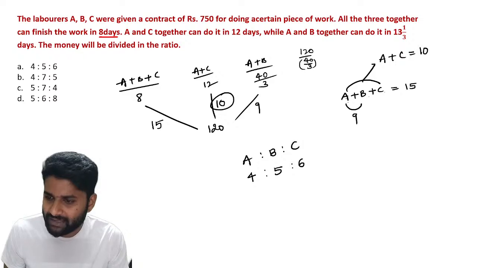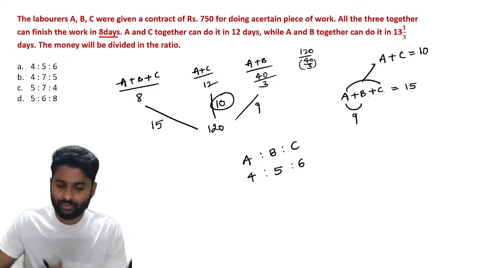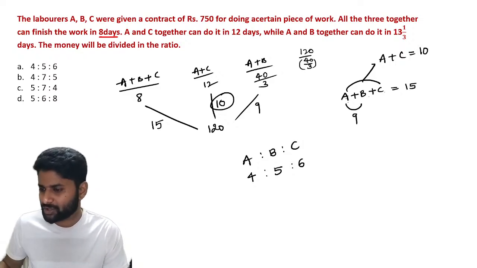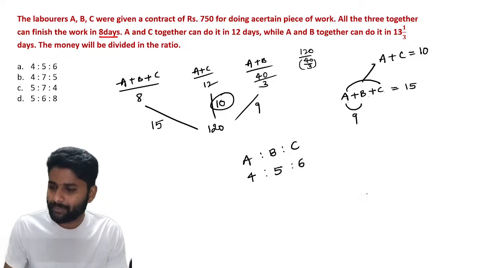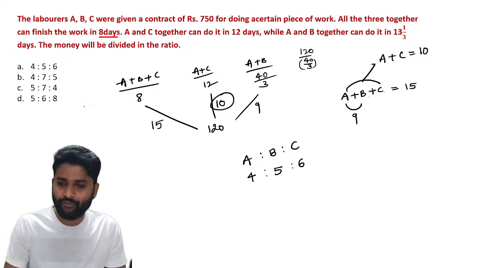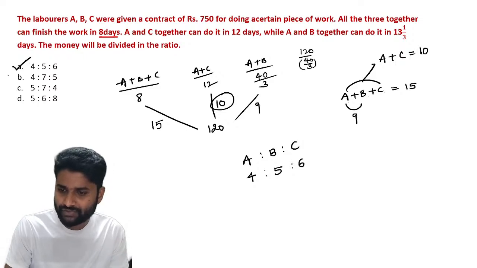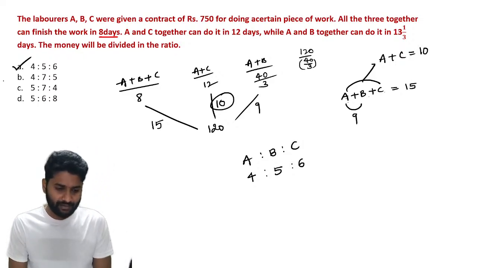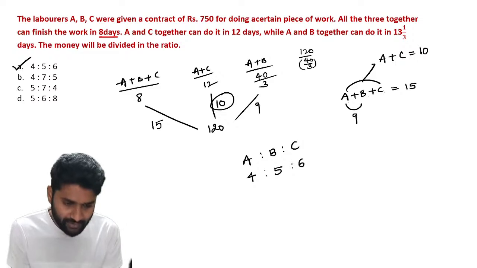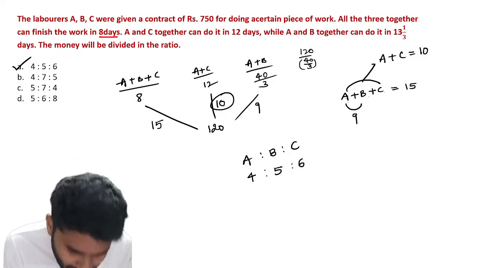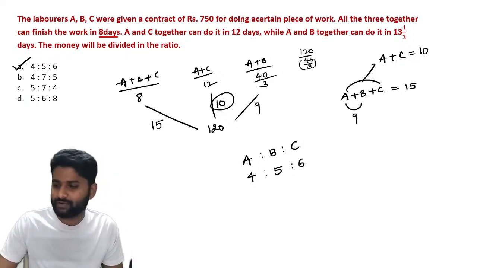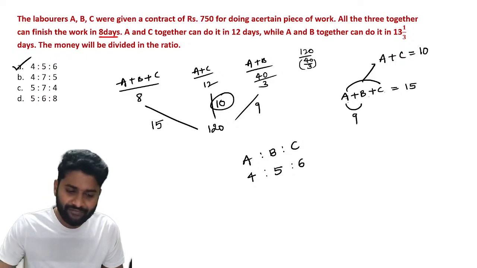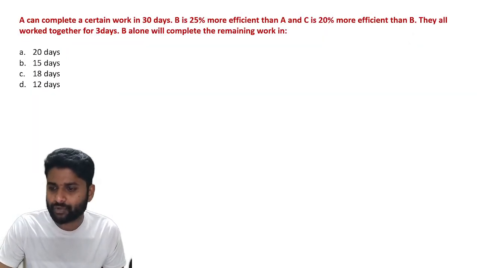Another question, how the money will be divided. See guys, I told you money is always directly proportional to efficiency. So the money must be divided in the ratio of 4 is to 5 is to 6. Yes, very good Nana, Razi, Joshna, Durga Bhavani, Manushri. Very good. Hope you understand that efficiency is always directly proportional to the money.